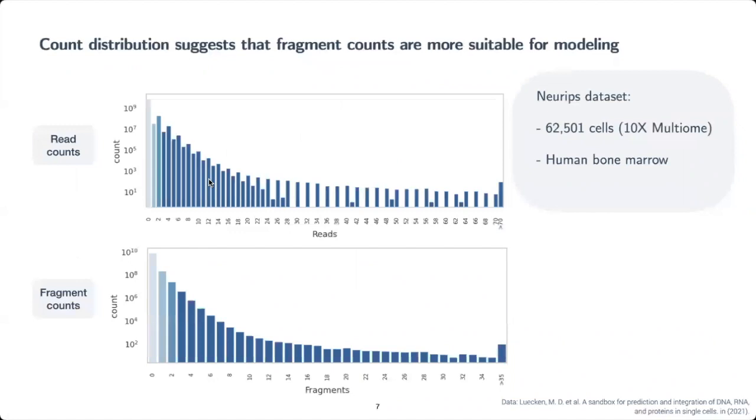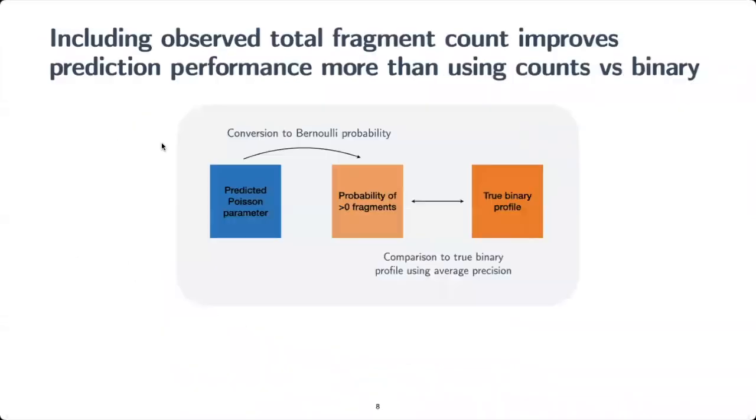So the first thing that we argue is that to model the quantitative data, we should look at the fragment counts, which have a Poisson distribution, rather than the read counts.